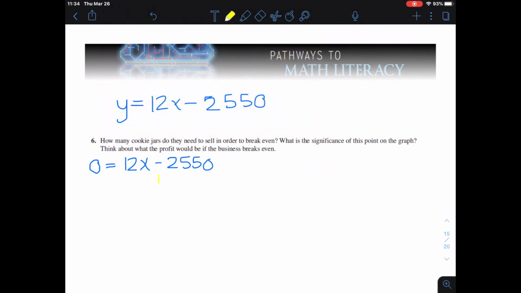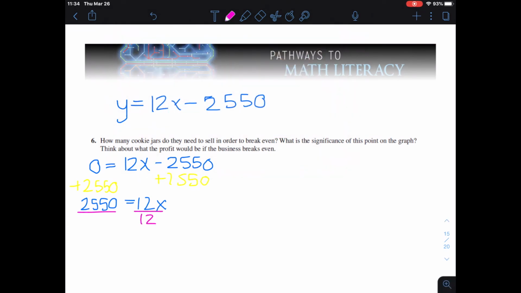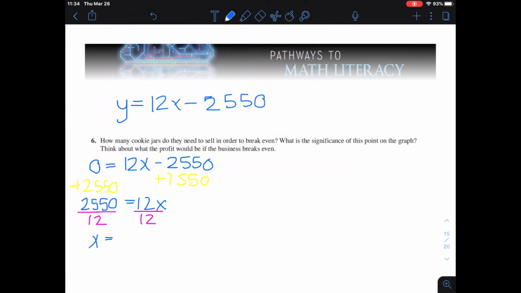So if we want to solve for x, we'll begin by adding the 2,550 to both sides. So this gives us 2,550 equals 12x. So to find x, you go ahead and divide by 12. And that gives us x is equal to 212.5. So this is the point when x is exactly 212.5, the y value is 0. So you need to sell 212.5, but you can't sell half a jar to break even.